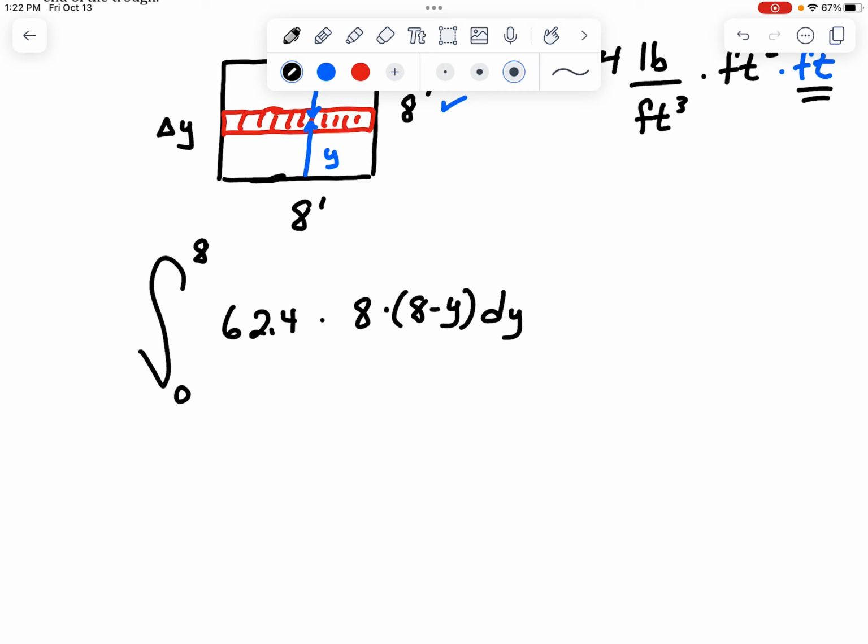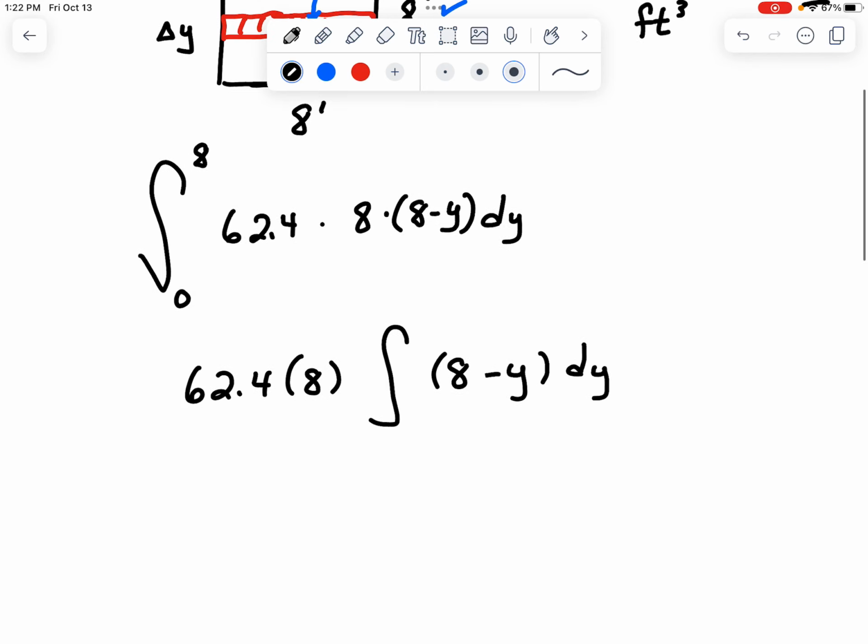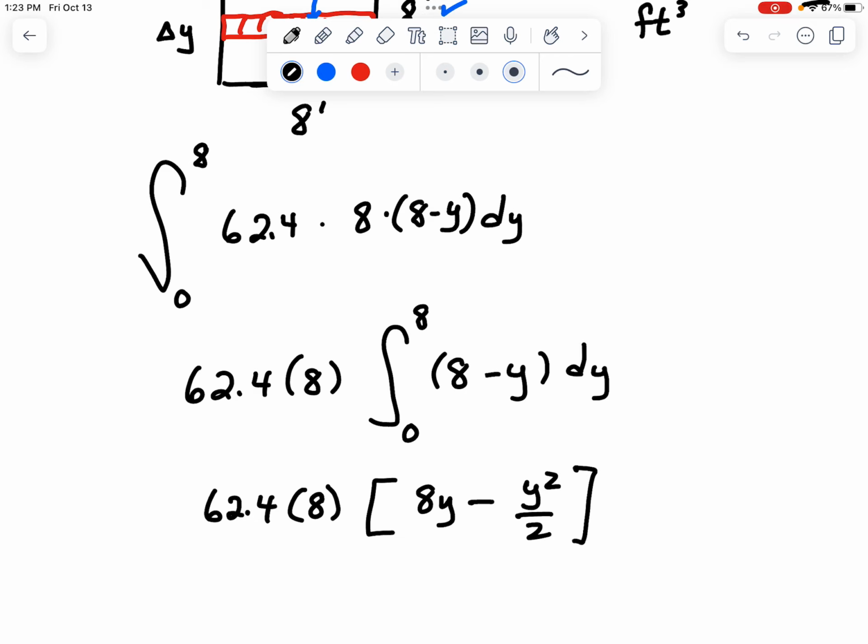So the 62.4 times 8, you could factor that out. And then it would just say integrate 8 minus y. And the limits are 0 to 8. So then there is the 62.4 times 8. And then the antiderivative of an 8 would be 8y. And the antiderivative for y would be y squared over 2. And then evaluate from 0 to 8.